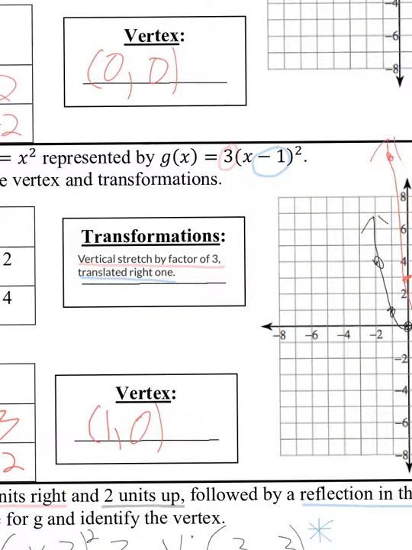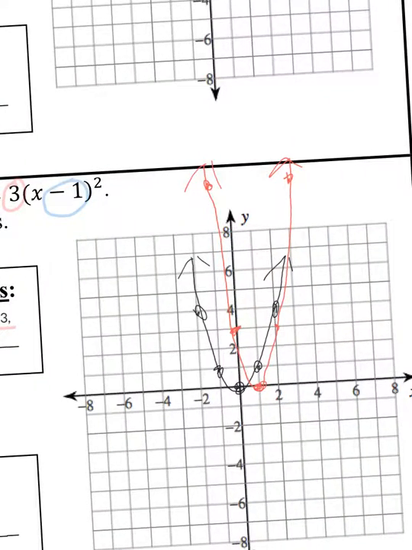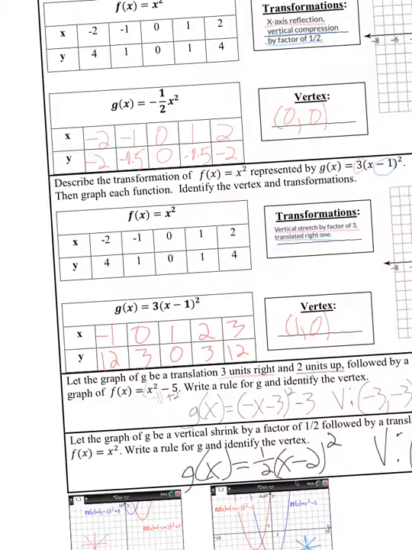The next one, vertical stretch by a factor of 3 with that number in front. The -1 made it go right 1, so that means the vertex is going to go to 1, 0. It didn't add or subtract anything on the outside. So you see the graph is a bit skinnier, and these are my table values.